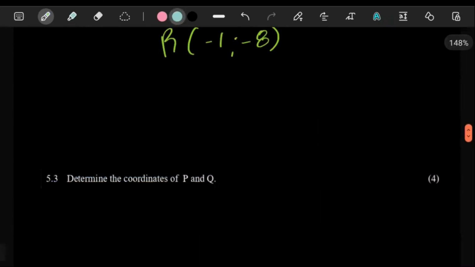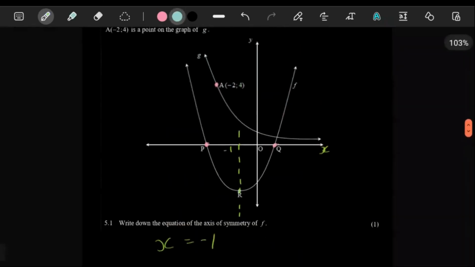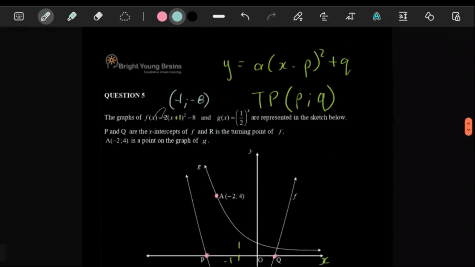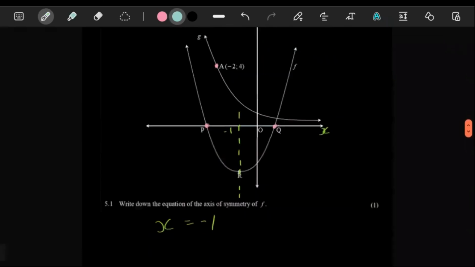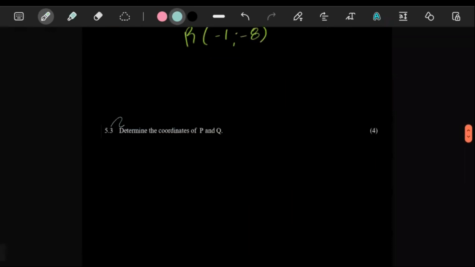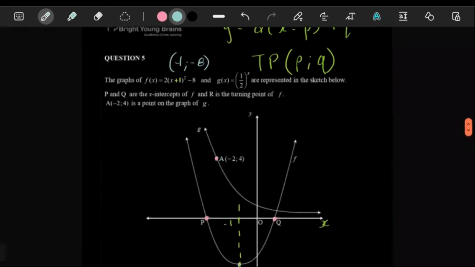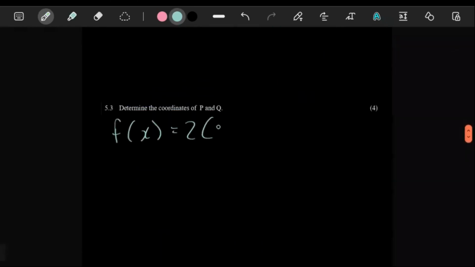They now want us to get the coordinates of P and Q. P and Q are the x-intercepts of our graph of f. So remember, for you to get the x-intercept, you have to make y 0. So this is the equation of our graph: f of x is equal to 2 times x plus 1 squared, minus 8. We have to make this equation equal to 0 because we're trying to solve for the x-intercept.